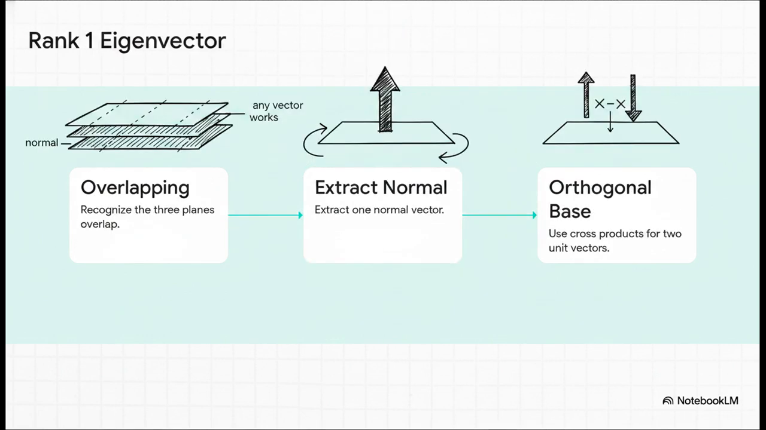Now let's move to rank 1 and see how this builds. Here, the space is even more compressed. The planes are stacked perfectly on top of each other, completely overlapping like a single flat sheet of paper. Since any vector on this flat plane works as an answer, we simply extract 1 normal vector from the plane and use cross products to generate 2 independent orthogonal unit vectors. Those 2 vectors form the base to describe our flat eigenvector space.